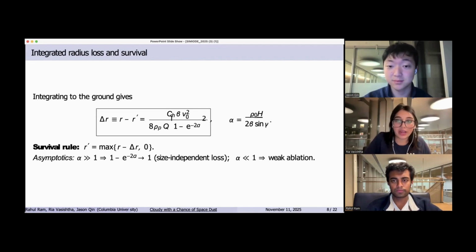Integrating from top to ground gives us total radius loss. Two parameters control it, beta, the ballistic coefficient, and alpha, how strongly the atmosphere acts. When alpha is large, dense air or shallow entry, most material burns off. When small, thin air or steep entry, much more survives. If delta R is greater than R sub zero, it vaporizes. If smaller, it lands intact but reduced.